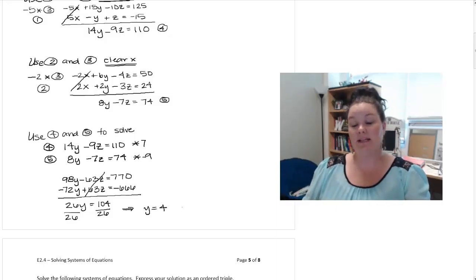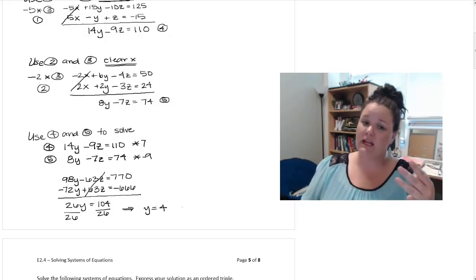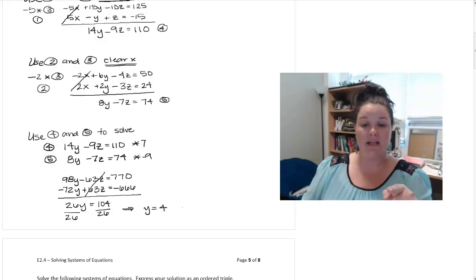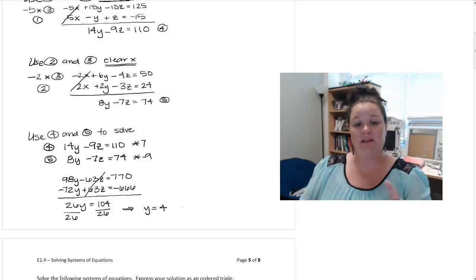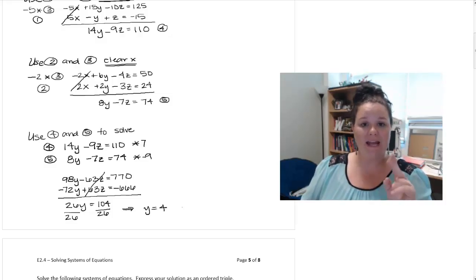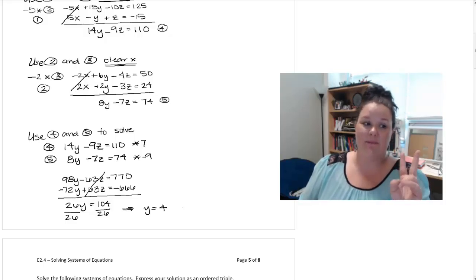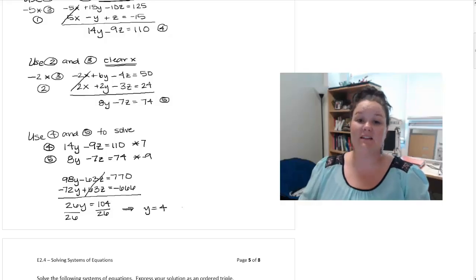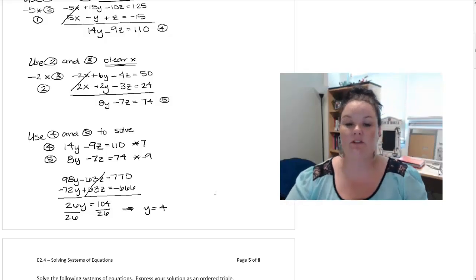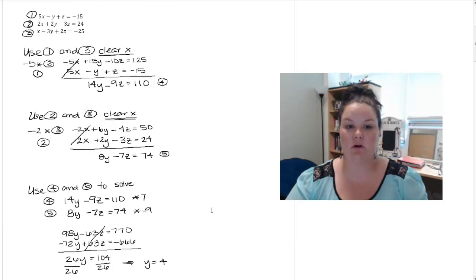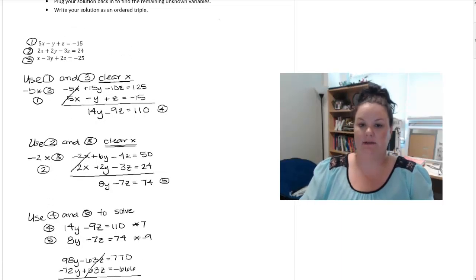So instead of plugging this back into equation 1, 2, or 3, I'm actually going to plug it right back into either equation 4 or equation 5, because those 2 equations have y and z only. So now that I know what y is, if I plug what y is into the equation, I should be able to easily solve for z. So I'm going to scroll back up here, and I'm going to go ahead and just plug it into equation 4.